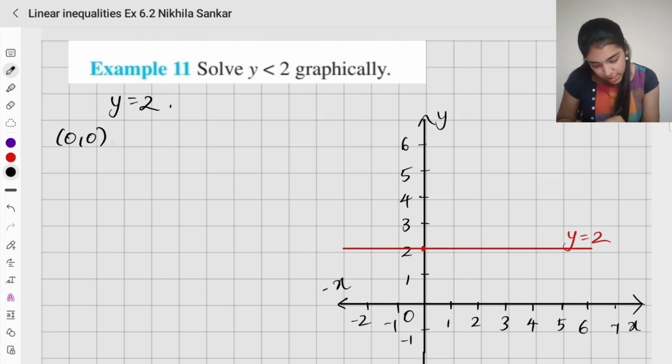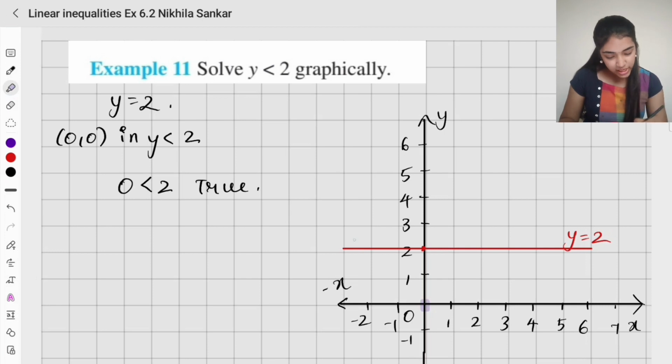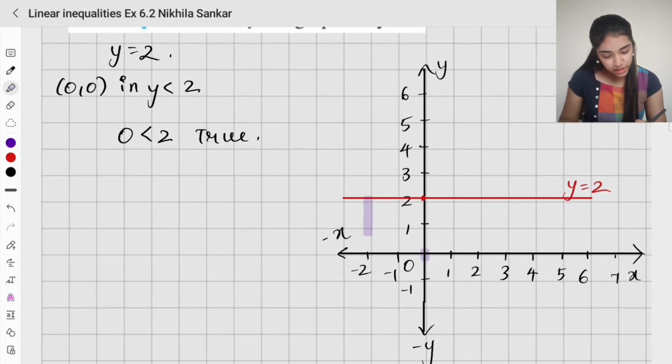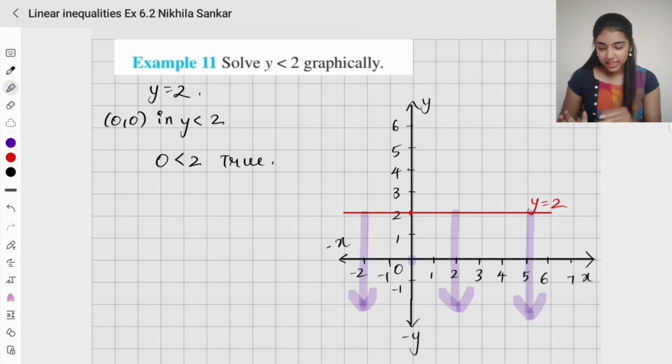So 0, 0 in y less than 2. So 0 less than 2. This is true. So which means 0, 0 is included. Where is my 0 point? This is my 0 point. So this particular point is included. So what is my region of solution? This is my region of solutions. Okay. Please copy. All this is very, very simple.